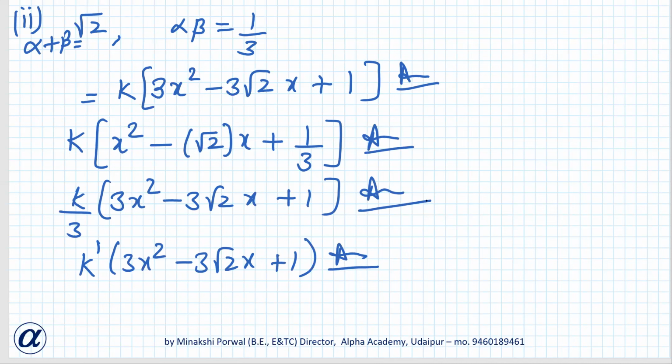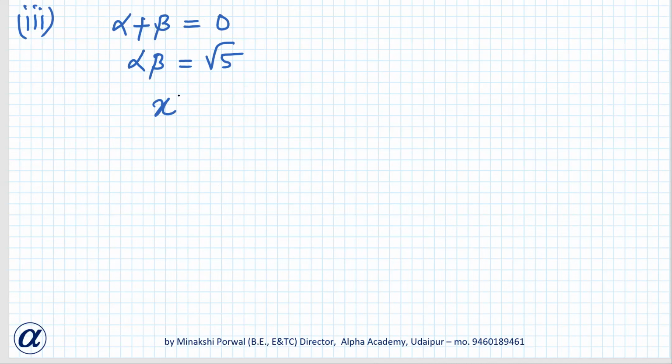Himani, next question: alpha plus beta is 0 and alpha into beta is root 5. What is the answer? K into x square plus 5. Okay, k, root 5, sorry. Minus 0, alpha plus beta is 0, plus root 5. So this is the answer.